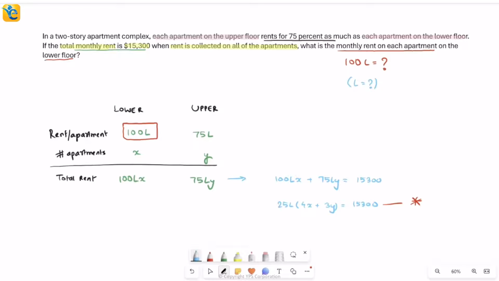That means either I need L directly from a statement, or I need 4x plus 3y from a statement to be able to call it sufficient. This clarity up front will really help you when you go into analyzing your statements one by one. So let me take this information, this equation, and let's see what the statements give us.